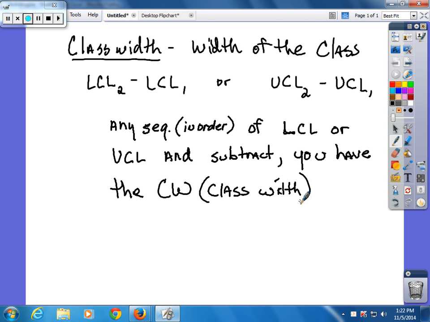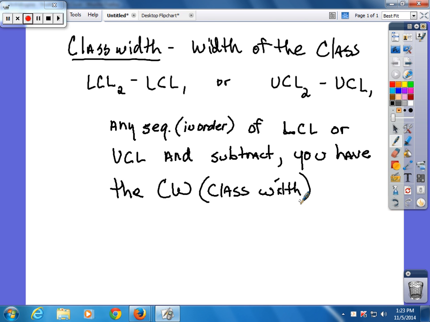Now, right now, the class width doesn't mean a lot to you. But it will in Math 120 if any of you come back and take Math 120 next semester or the next semester. You're going to be using the midpoint and the class width for standard deviation. So that's how you find the class width.